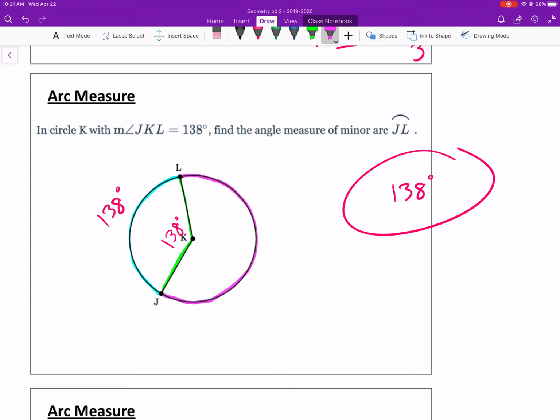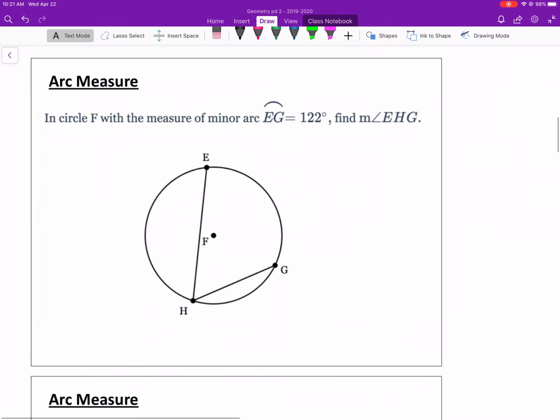Alright, now that's the rest of the circle, so we could do 360 minus that to get 222. Now that's not part of the problem, just a side note. Alright, next. Encircle F, this is still in the arc measure section of Delta Math.